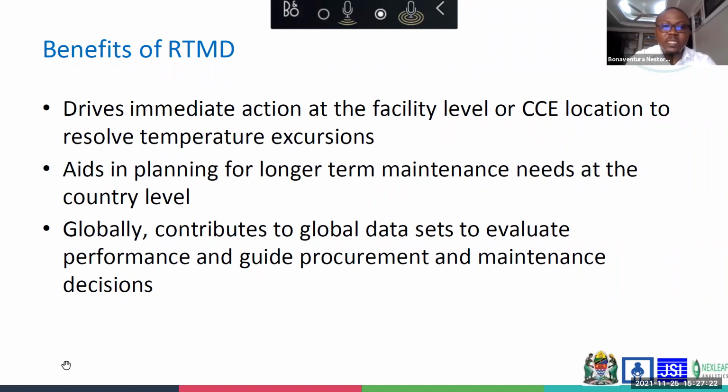But also, mainly at the national level, the RTMDs assist managers at central level to foresee the maintenance as well as the spare parts which are mostly needed, because they can see what devices are breaking or are recording various temperature excursions. The benefits of RTMD at the global level, as you can see, is that it contributes highly to the global data set, which can be used for evaluation of various CCE performances, and these all together can direct the procurement and maintenance decisions at the global level. Next slide, please.